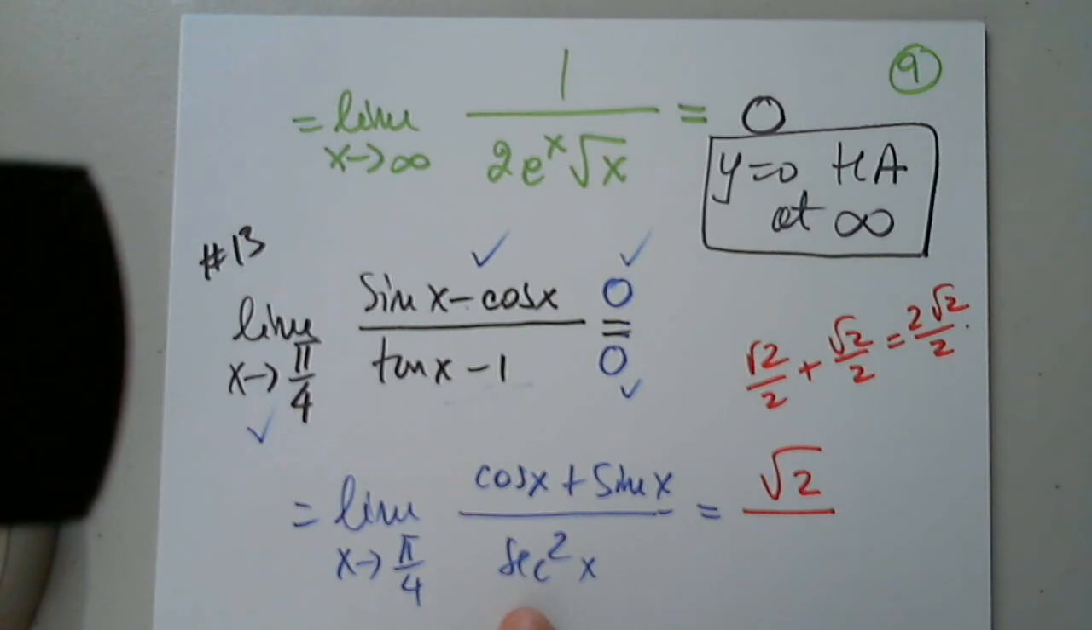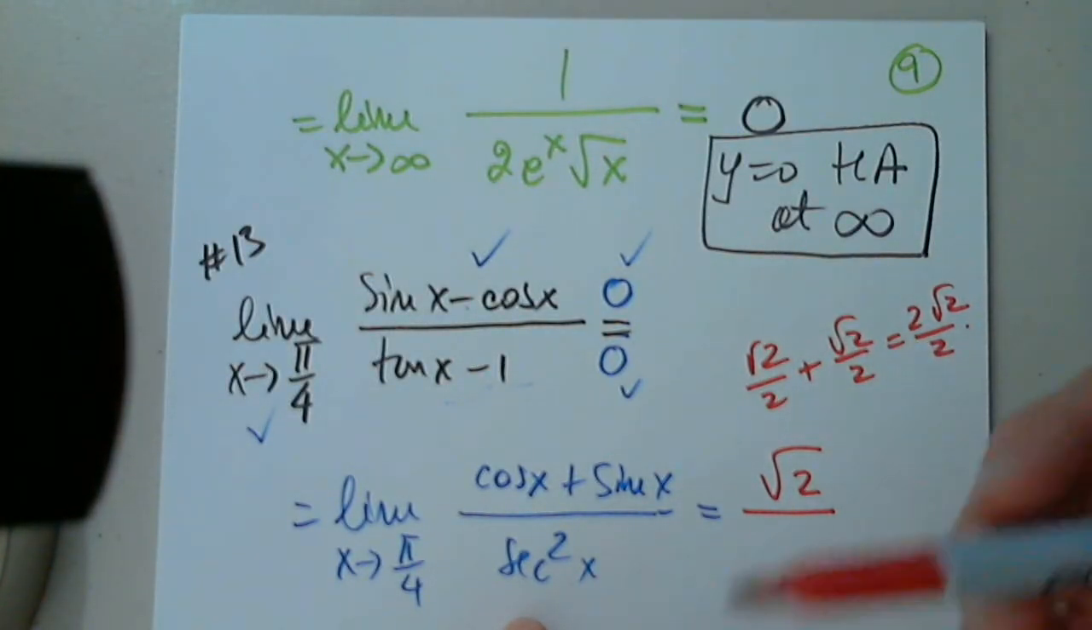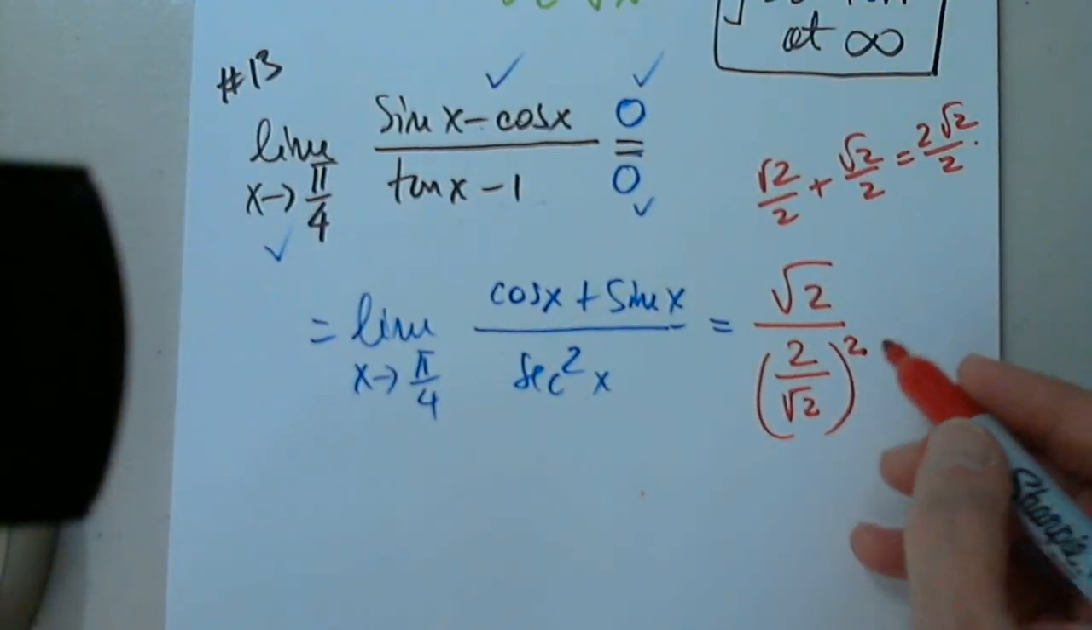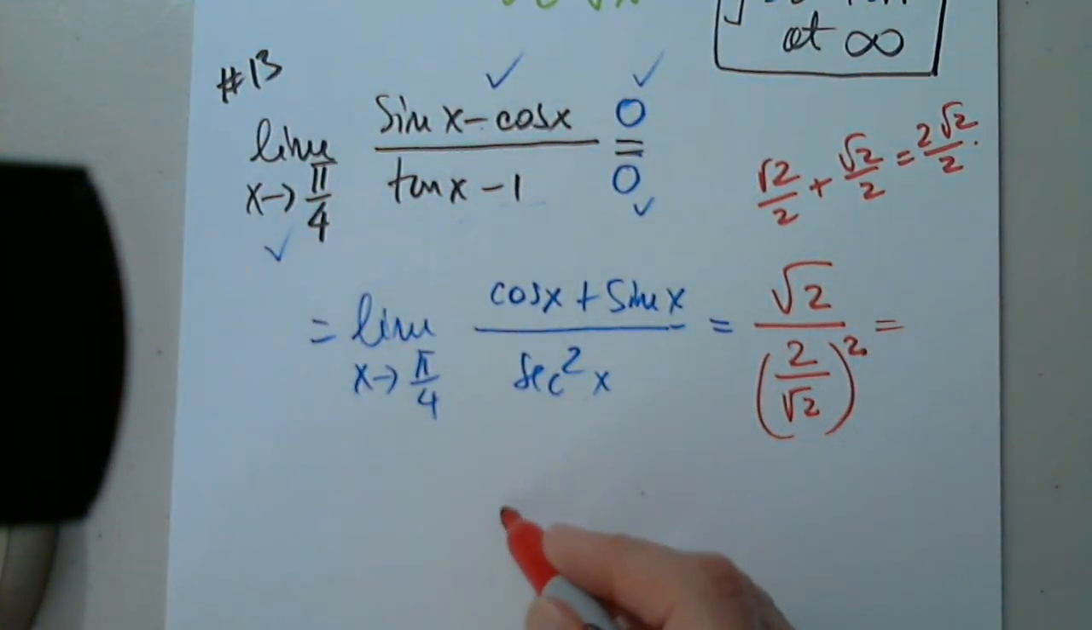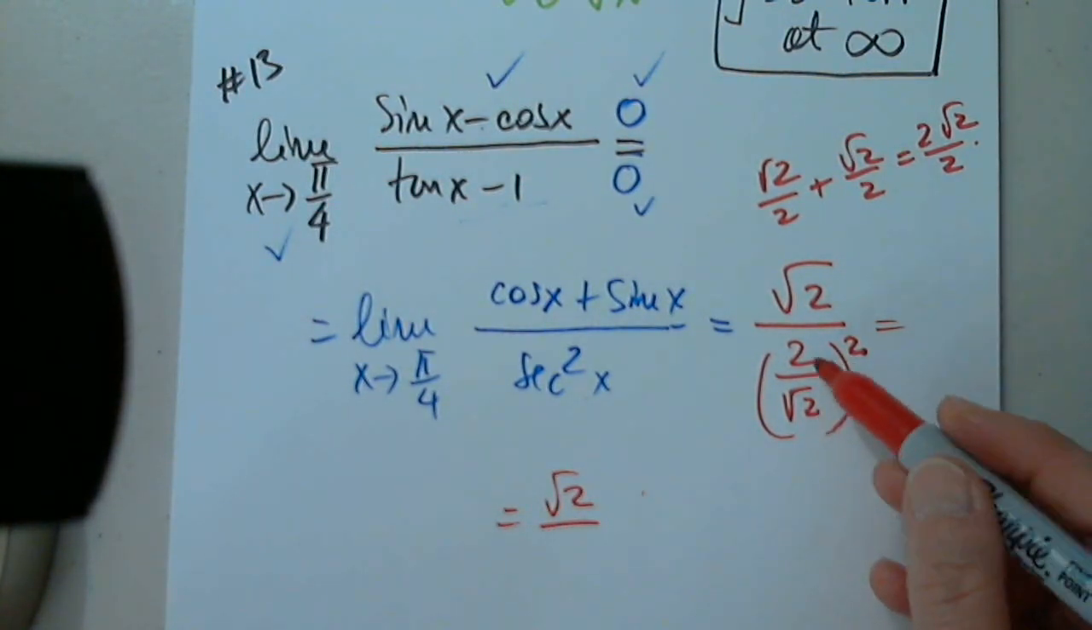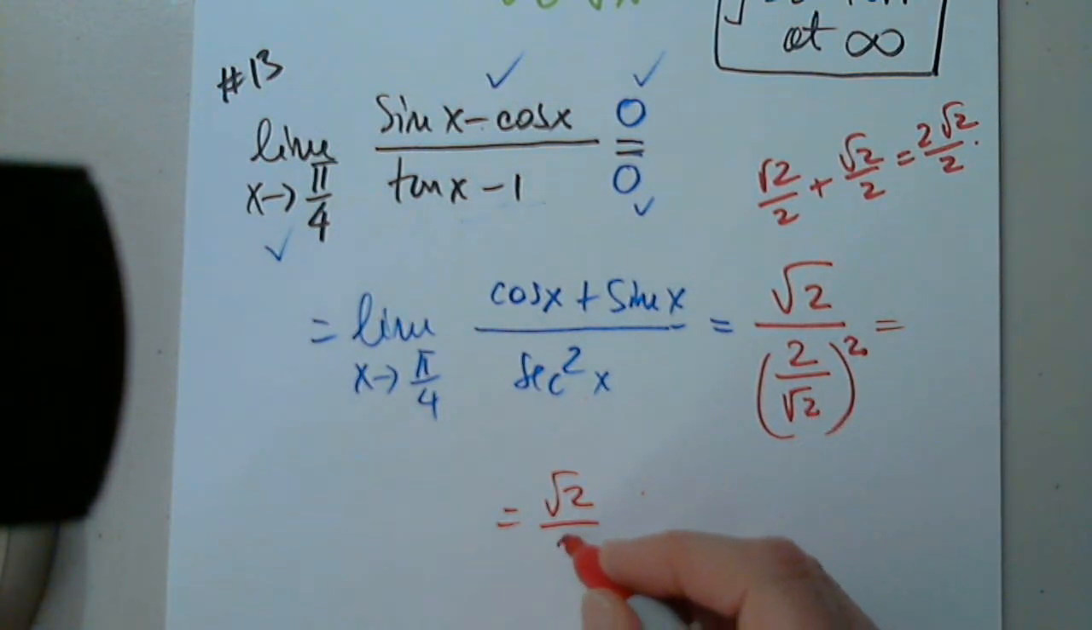Secant is 1 over cosine. So cosine is the square root of 2 over 2, and I flip it. So 2 over the square root of 2, but I also have to square it. So this is just a number. L'Hopital's rule is no longer applicable. I don't even need any rule here. So I have the square root of 2 over 4 over 2. 4 over 2 is 2. And this is it.